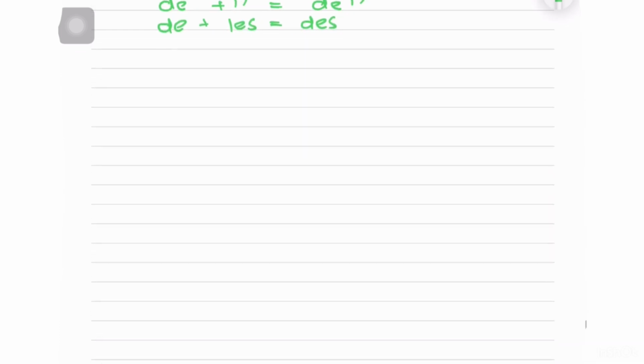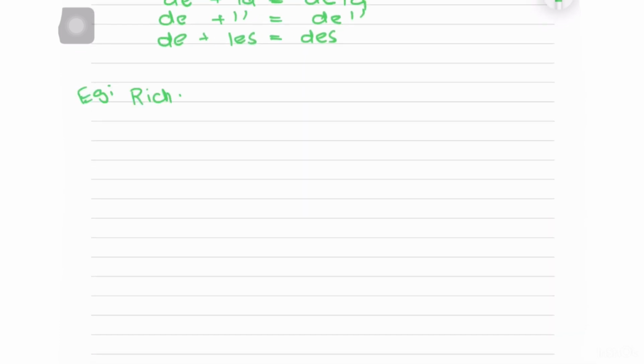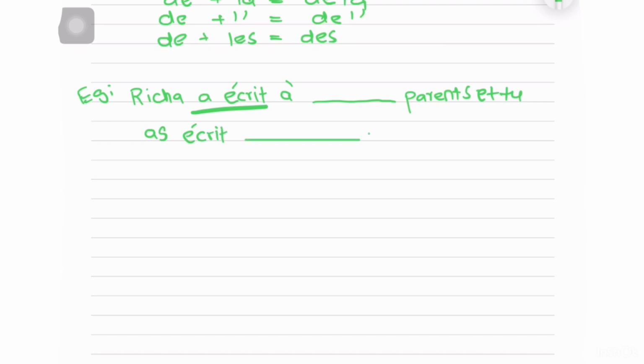So for example, if you have a sentence, Richa a écrit à ses parents. This is your passé composé. So she wrote. Et tu as écrit. That means you wrote. Again, passé composé. So what we're trying to say is that Richa wrote to her parents and you wrote to yours.